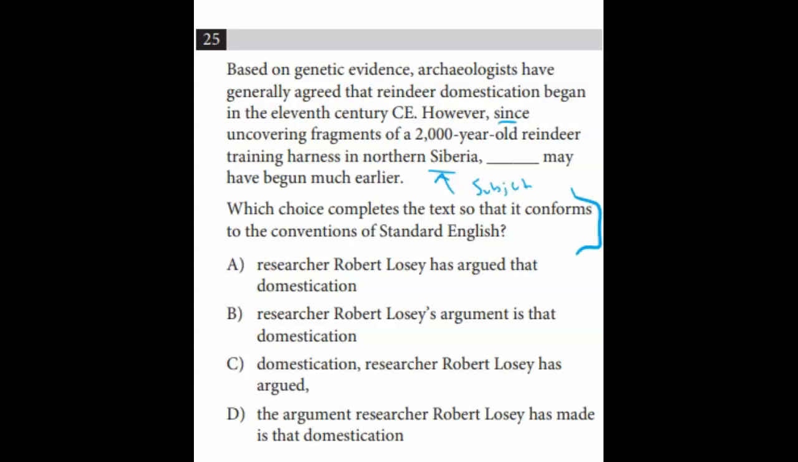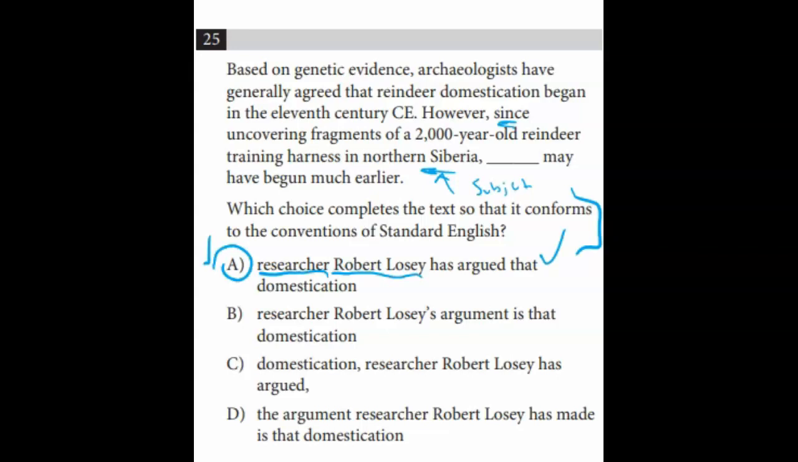So let's look at the answer choices. A looks good. So you'd say researcher Robert Losey has argued that domestication, because saying it like in northern Siberia, researcher Robert Losey has argued that domestication. This makes Robert Losey the subject of the sentence before it. So since uncovering the fragments of a 2,000-year-old reindeer training harness, researcher Robert Losey has argued. We're saying that researcher Robert Losey is the one who found the training harness. This checks out. I like A.